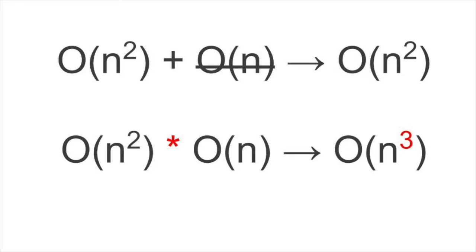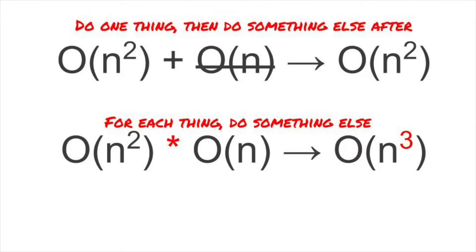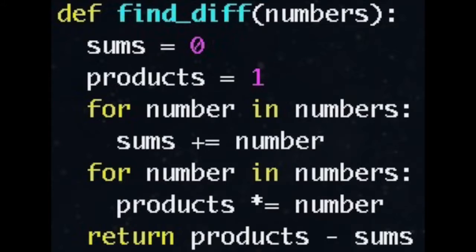If we apply this to code, when do we add and when do we multiply? In general, if we do something A, then something B afterwards, we add. If we're doing something A and for every element in A we have to do something B, then we multiply. Let's look at a couple brief examples. We've already seen an addition case. Here, we do the loop for sums, then afterwards we do the loop for products. This is an example of where we're adding runtimes.